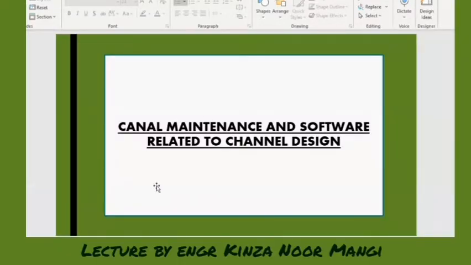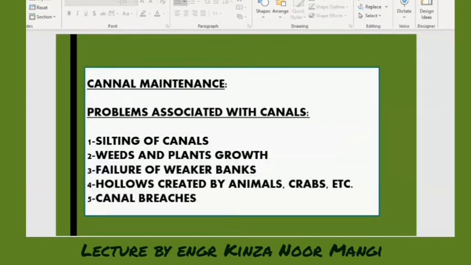So next topic is canal maintenance and the software related to the canal design. Now canal maintenance is very necessary because in case we are constructing a canal where there is alluvial soil or any soil, and in case where the silting is taking place, it's essential for us that we should maintain it.